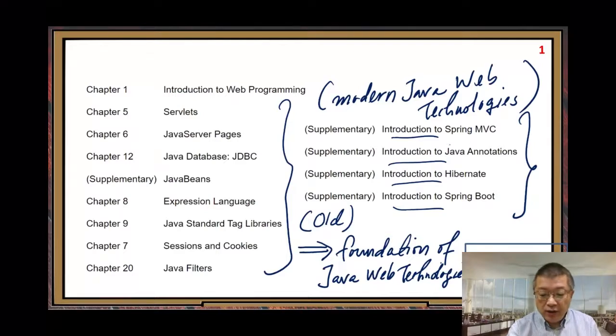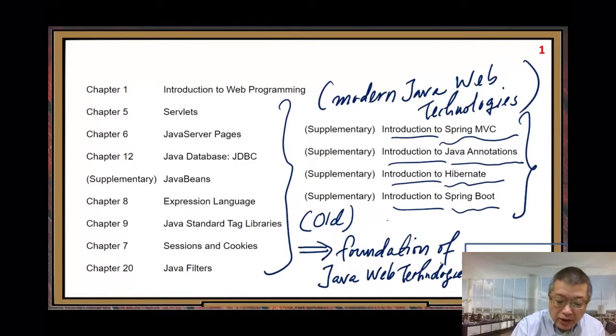Spring MVC is pretty big. Hibernate, Spring Boot too. Java annotations are very useful and very popular, so I have to spend some time talking about them. If necessary, I may add some other technologies. I cannot exhaust the whole list, so I have to select some important things. After that, we should have a pretty good understanding of Java web technologies.